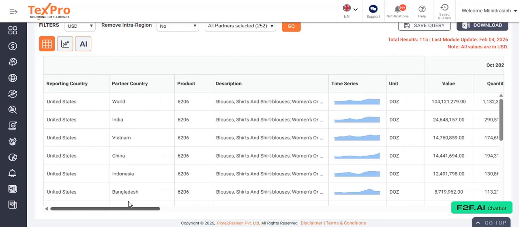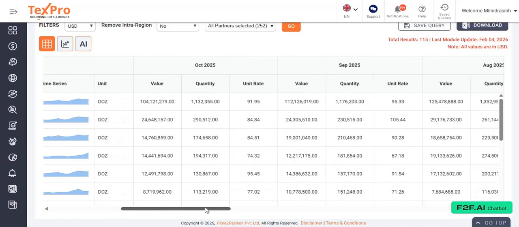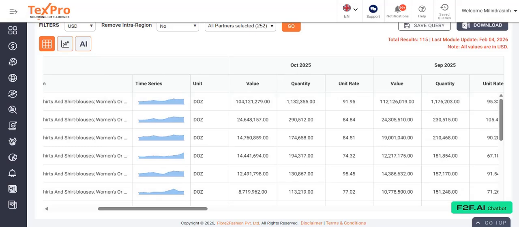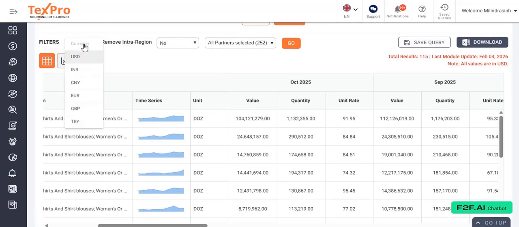This will give me the US imports of the selected HSN codes from all partnering countries in terms of value, quantity, unit rates, month on month basis for the timeline that I've selected. The value by default is in USD. So if one wants to convert it into another currency, you have the option of currency conversion, which allows me to understand the impact of currency exchange rates on the supply chain. If one wants to understand only the trade from near-shoring countries or onshoring countries, they can set remove intra-region country trade to yes, and it will give me the trade of US with only offshore countries. Just like other modules, you can save your queries, download your data, plot them on charts as well.